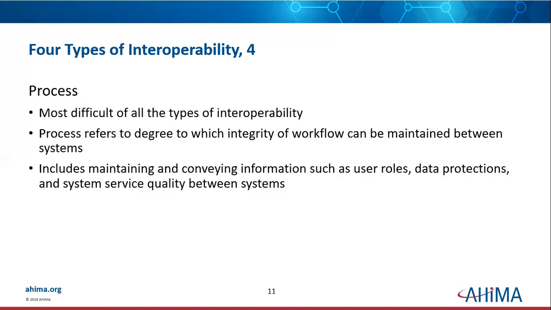Process, this is at level 4, interoperability. It's the most difficult of all types of interoperability. This process refers to the degree in which integrity of workflow can be maintained between systems. It includes maintaining and conveying information, such as your user roles, data protections, and system service quality.